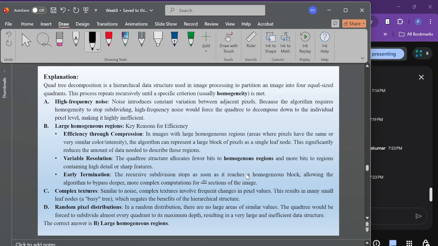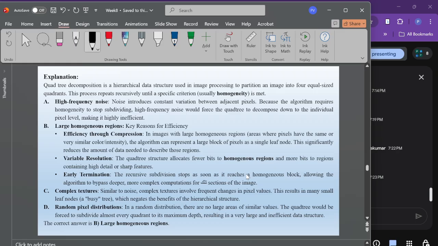Like we have seen, the south-west direction, all are ones, right? Because they are representing the same intensity or color. So that is represented by only W. Now next one, variable resolution.